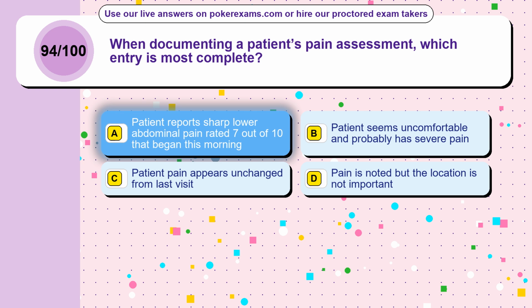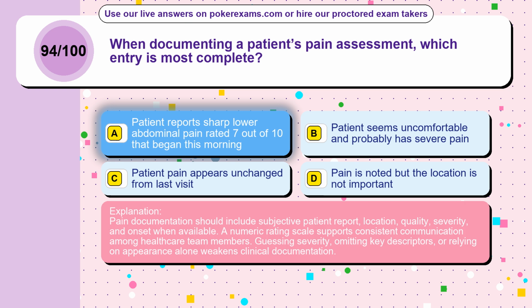Patient reports sharp lower abdominal pain rated 7 out of 10 that began this morning. Pain documentation should include subjective patient report, location, quality, severity, and onset when available. A numeric rating scale supports consistent communication among healthcare team members. Guessing severity, omitting key descriptors, or relying on appearance alone weakens clinical documentation.